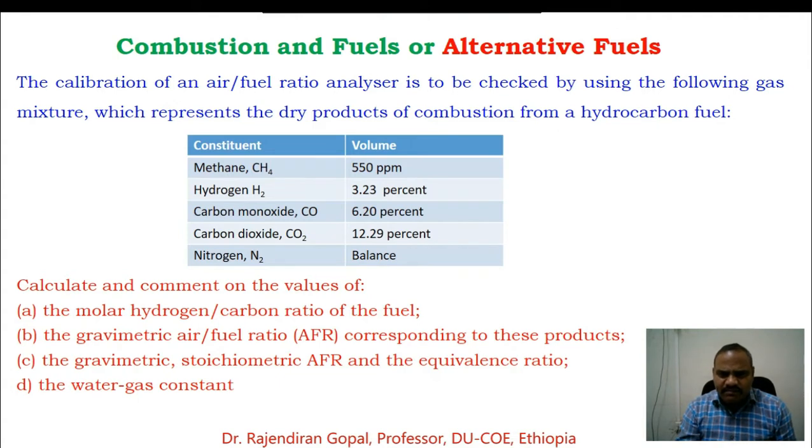The constituents are methane 550 parts per million, hydrogen H2 3.23%, carbon monoxide 6.20%, carbon dioxide 12.29%, then nitrogen balance. Calculate and comment on the values of: A. The molar hydrogen to carbon ratio of the fuel. B. The gravimetric air-fuel ratio corresponding to these products. C. The gravimetric stoichiometric air-fuel ratio and the equivalence ratio. D. The water gas constant.